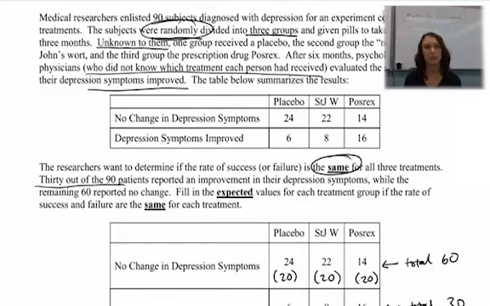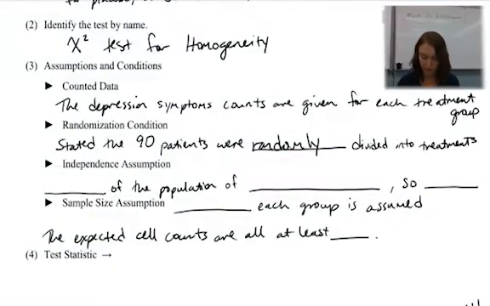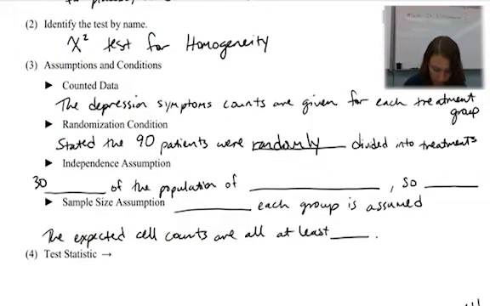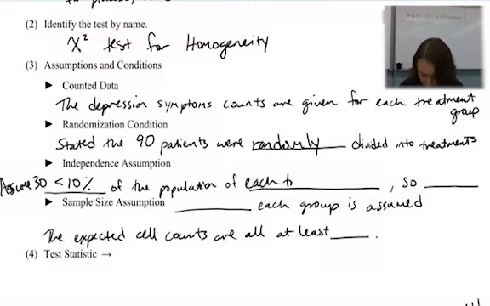Okay, so this one gets a little tricky. We're not looking at all 90. We need to look at the sample sizes for each group and make sure that they're big enough. So 30 is less than 10%. And we're assuming this. Assume 30 is less than 10% of the population of each treatment.